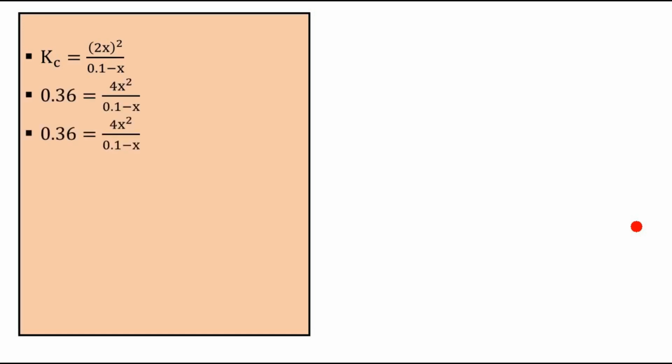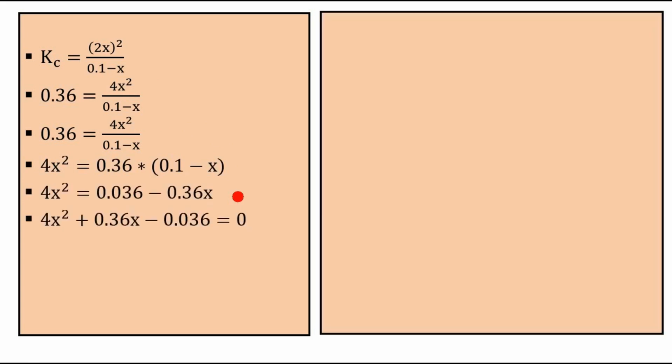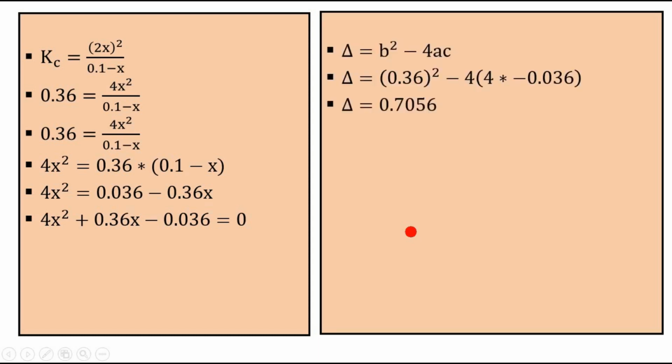So let's go to the answer for this question. We have the Kc, so we are doing the rearrangement. We have 4x squared over this one. These are simple rearrangements and simple calculations, so that you can get the quadratic equation. The quadratic equation that we have is 4x squared plus 0.36x minus 0.036 is equal to 0. Then we determine the discriminant and solve for the two roots.